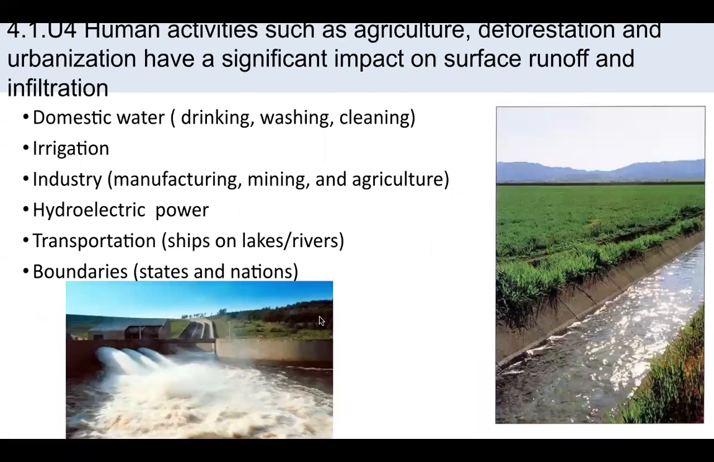And then the last slide is just on the ways that humans use water. So of course, we use it domestically in our houses for drinking and washing and cleaning. Cheers to that. Irrigation is a really fancy word just for using it for crops and farming. So here you can see a canal where they're irrigating their farmland. We use water in industry. We use it for hydroelectric power or electricity. We use it for transportation.